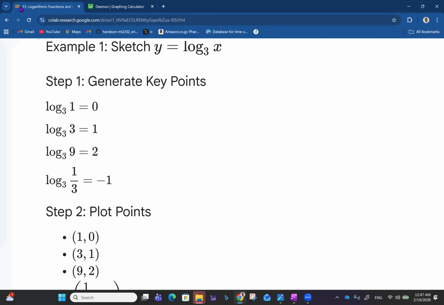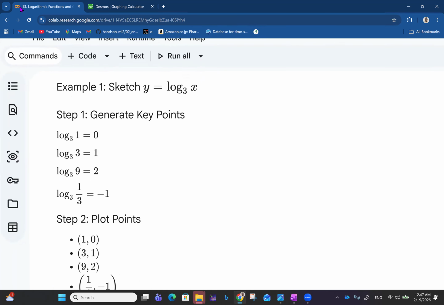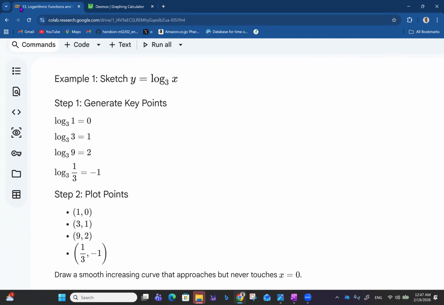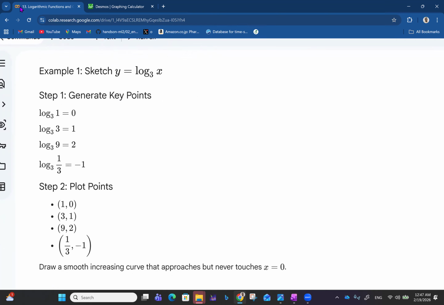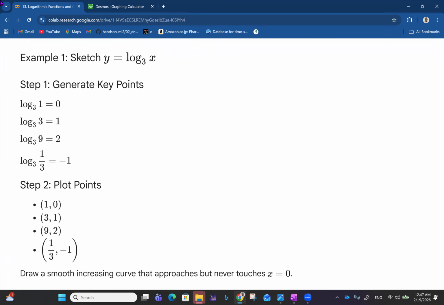Then let's go ahead and talk about some sketching. Imagine you want to sketch log x base 3. Sketch y equals log x base 3. So first of all, you want to generate key points.